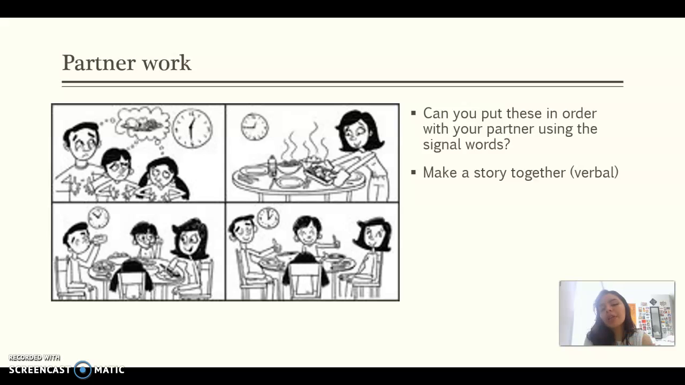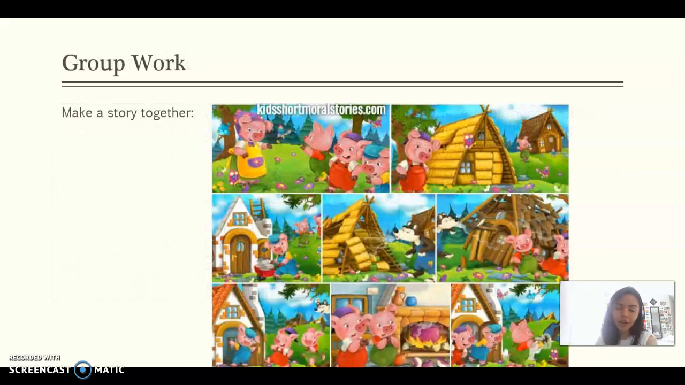But yeah, I would tell them to make a story of it together as partners, verbal, because a written story would be too hard for them. And again, I would have them share it with the rest of the class or group members. And once we do that, then we would move on to a group project.